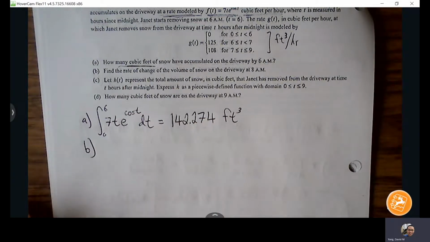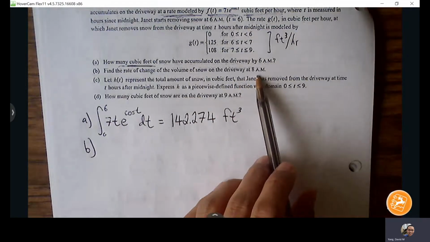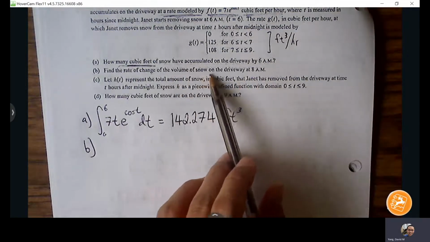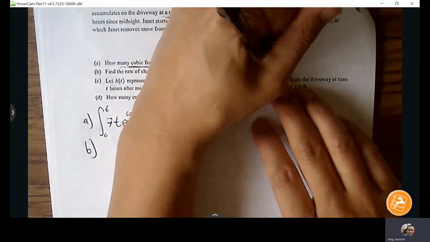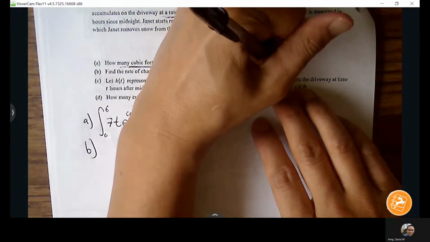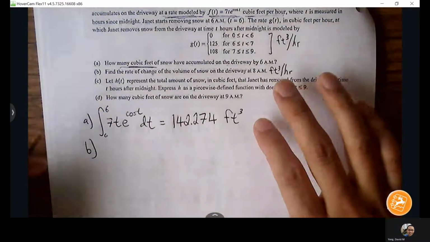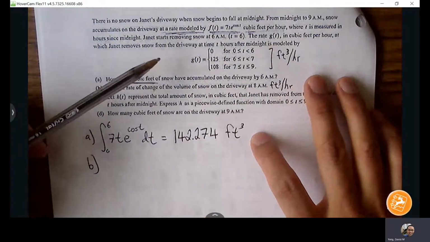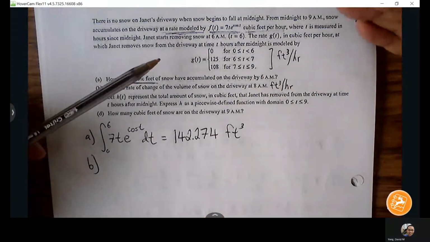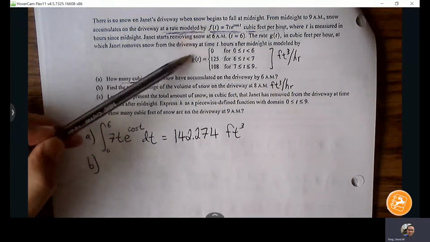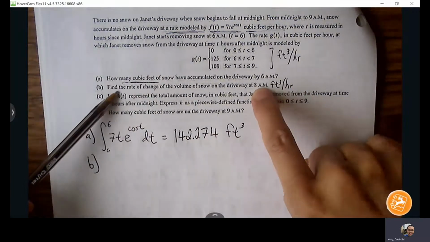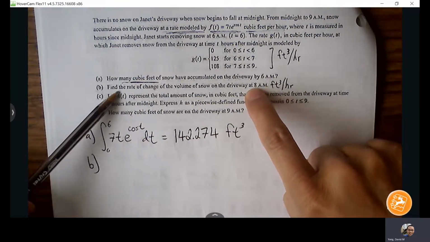Okay, part B, find the rate of change of the volume of snow on the driveway at 8 a.m. So rate of change of volume of snow, we want this in terms of cubic feet per hour. So we can just rely on F of t and G of t, right? So what can we do between these two if I want to find out the rate of change of the volume of snow on the driveway?